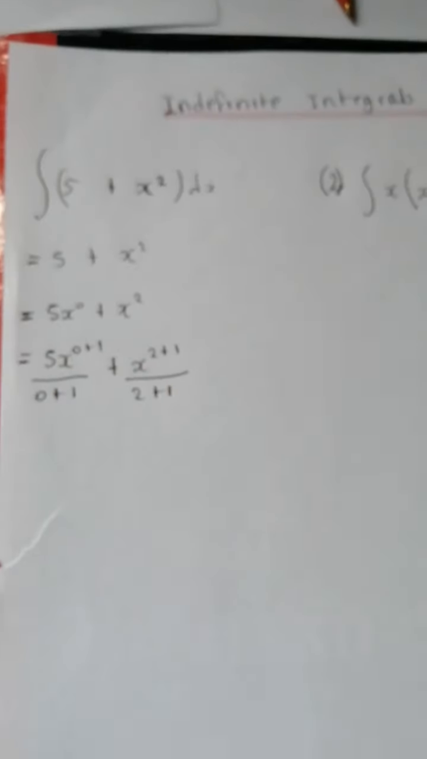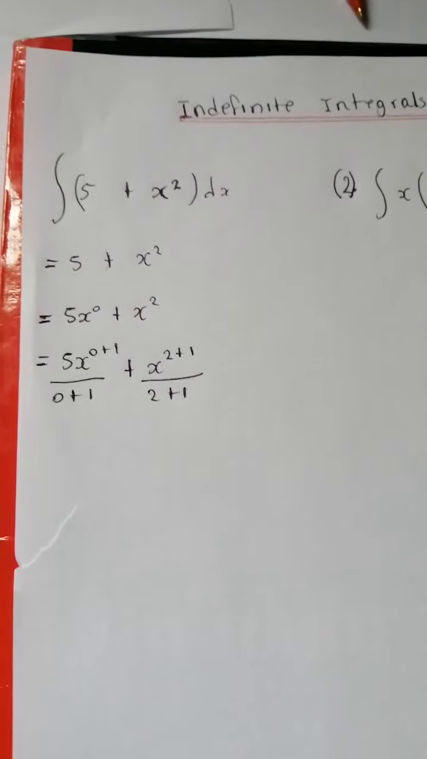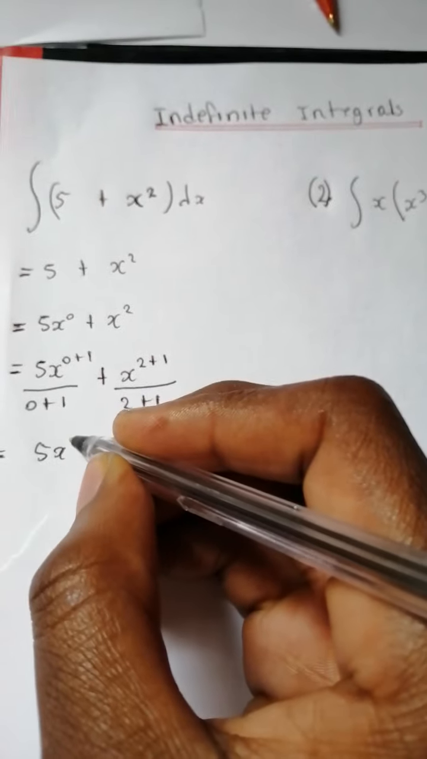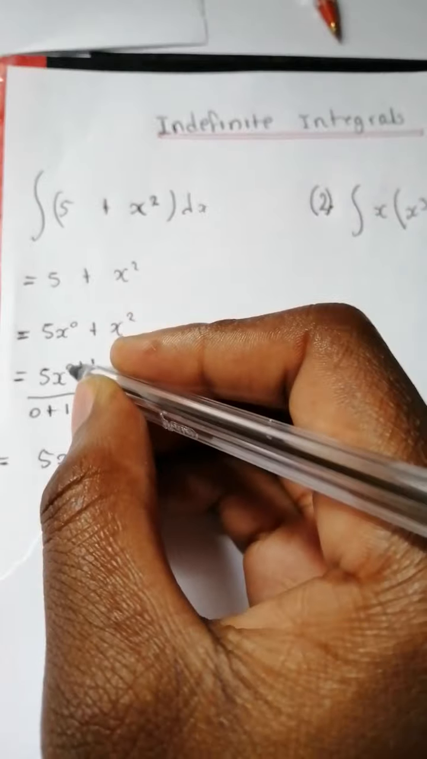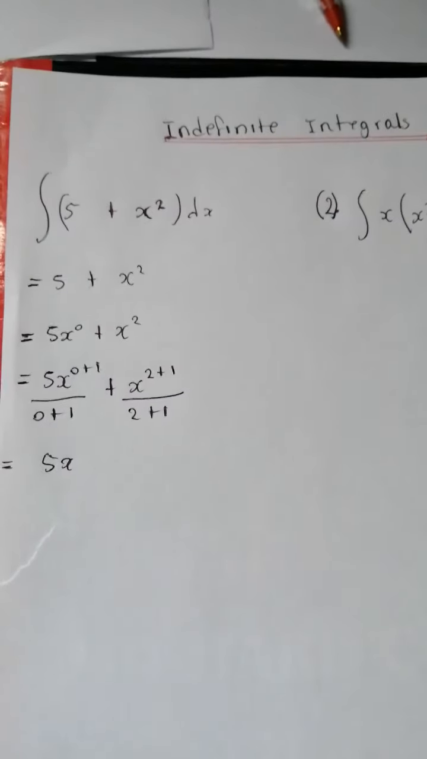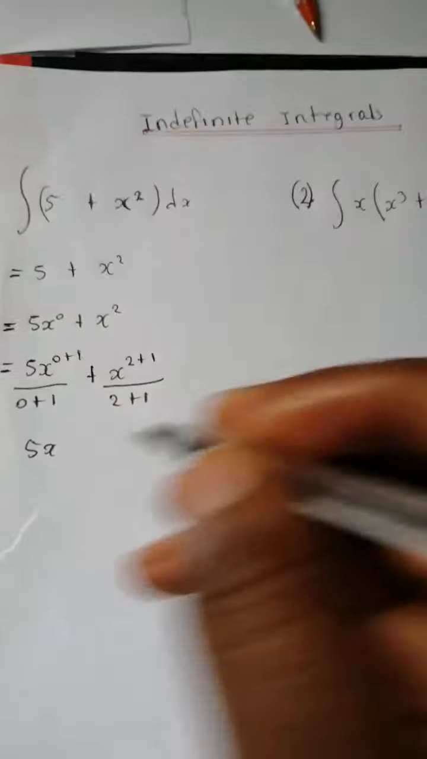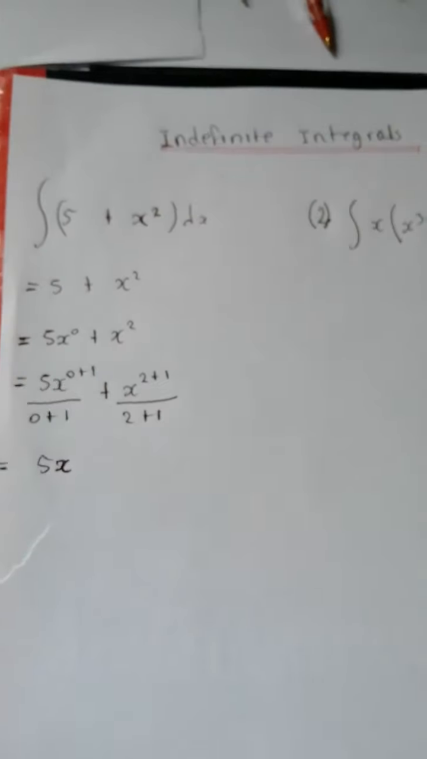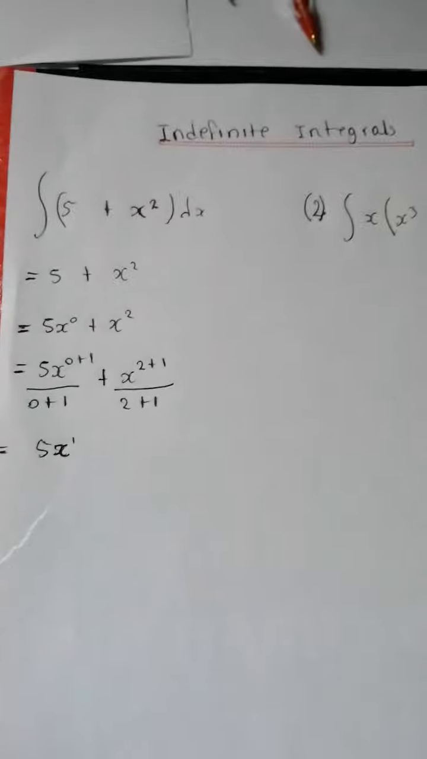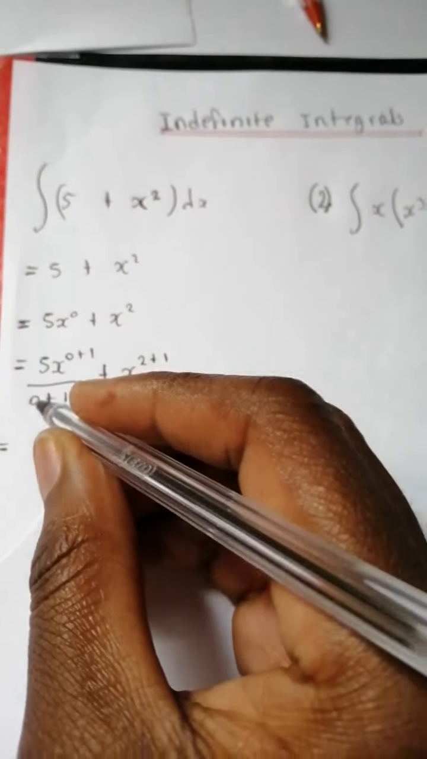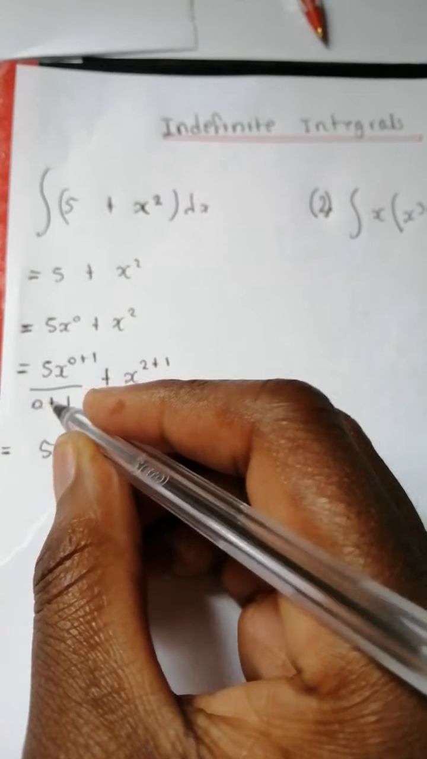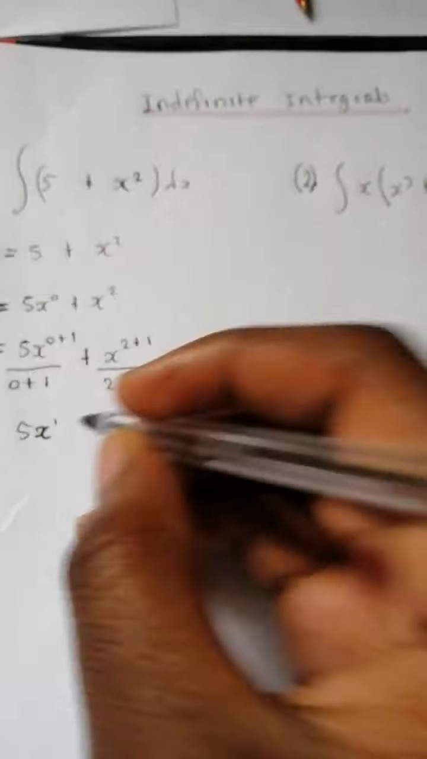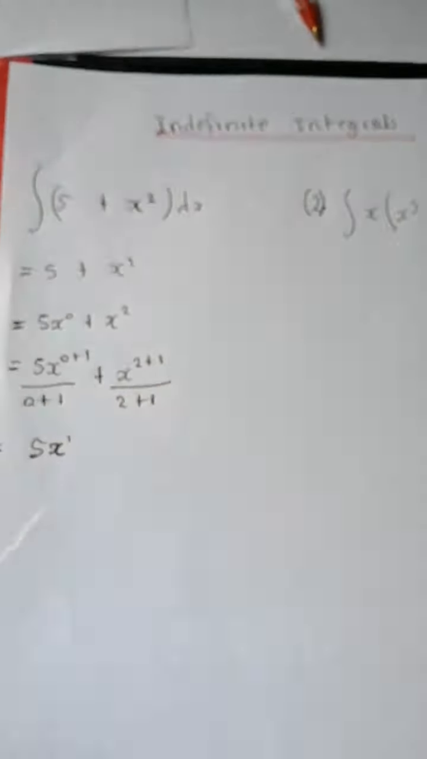At this stage, you're going to simplify it further. So 5x raised to the power, here 0 plus 1 is just going to be 1. So we're just going to leave it like this. We're not going to write power 1. If you want, you can write power 1 here, it's not a problem. On the bottom, it will be 0 plus 1, which is just 1. So 5 divided by 1 is just 5.